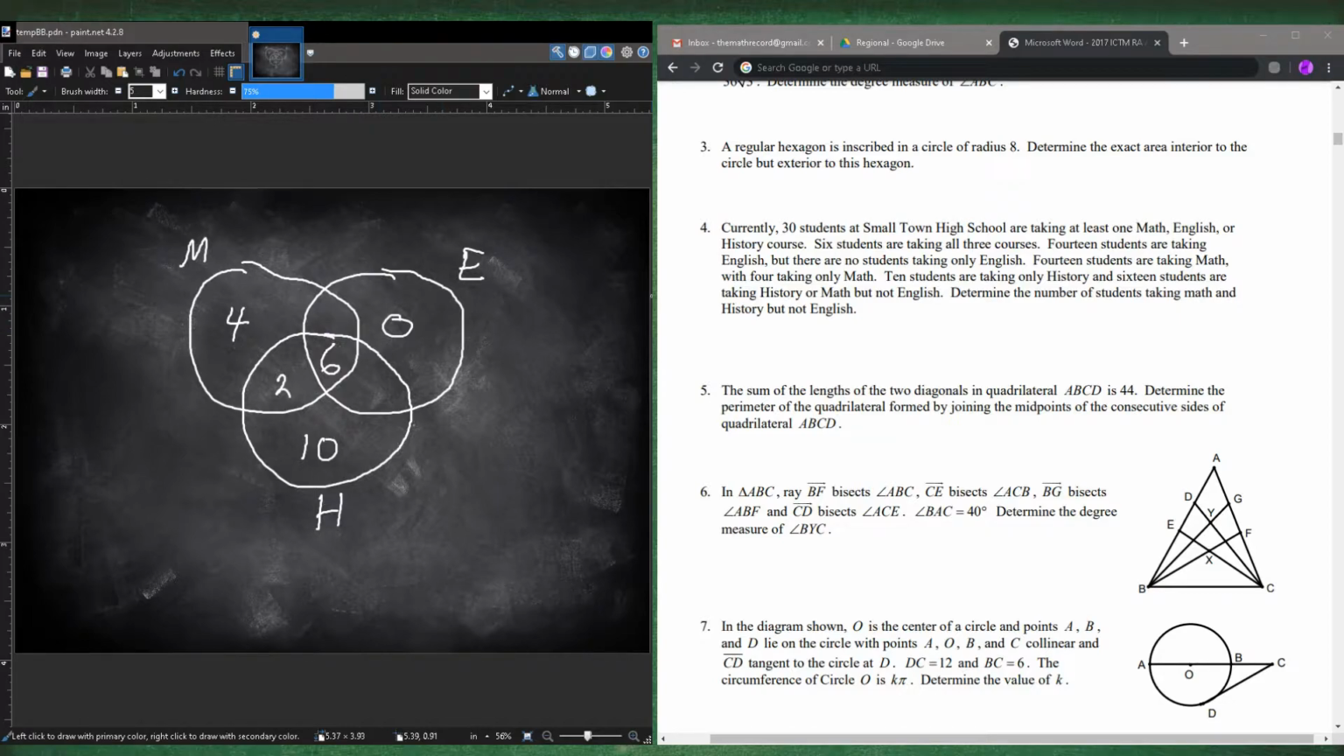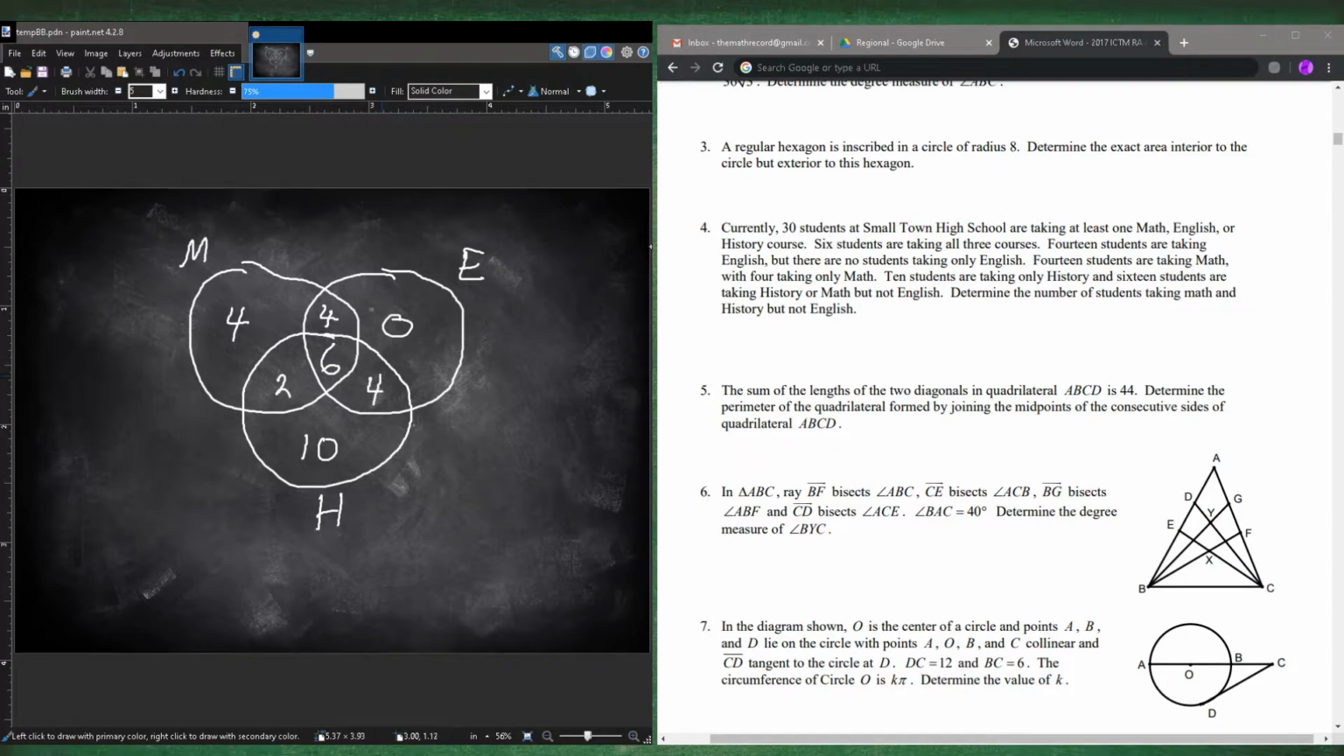Okay, so let's go back to the math portion. 14 students are taking math. So we have 4 plus 10 is 14... wait, 4 plus 6 is 10, plus 2 is 12. But there's 16, right? So this part is 4. Now let's go back to the English section. 14 students are taking English. So 6 plus 4 is 10, plus another 4 here.